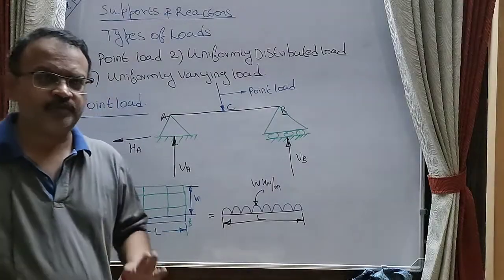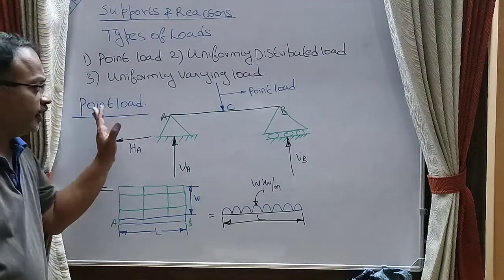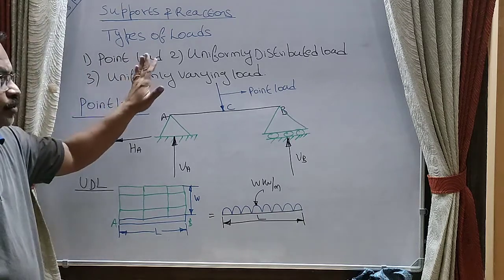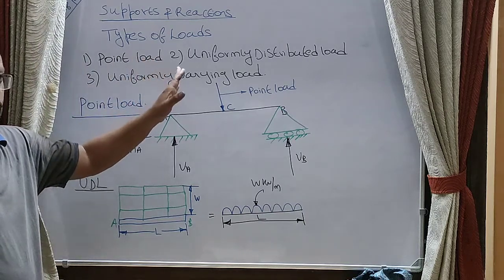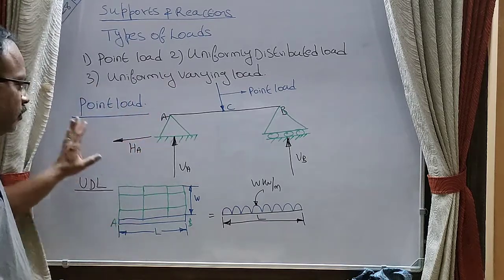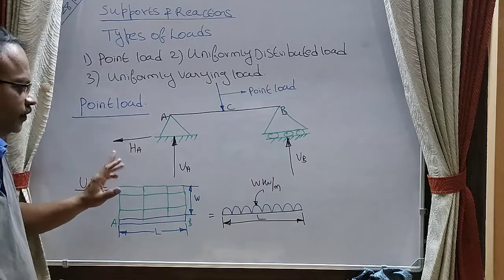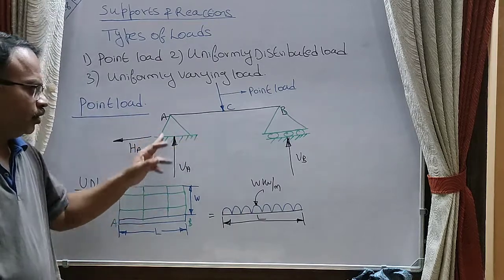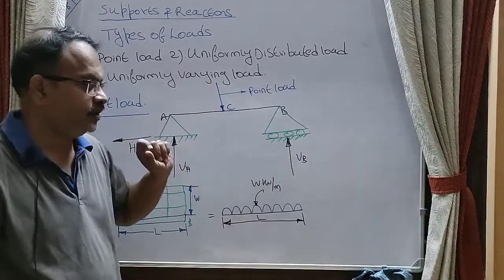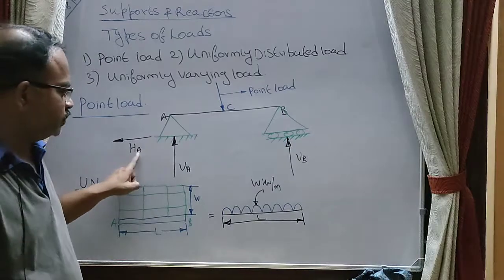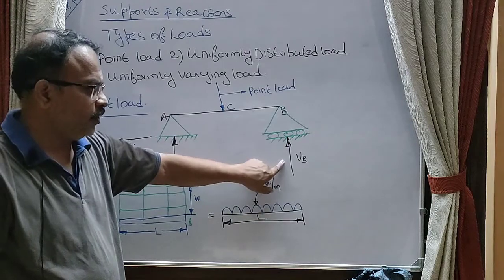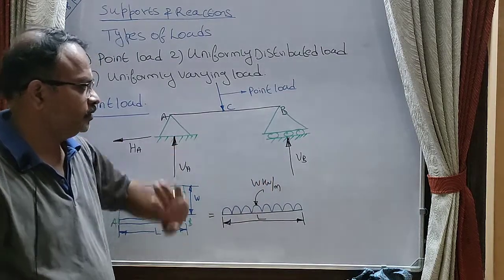Next we will see the types of loadings. There are again three types of loadings possible. One is a point load, second one is uniformly distributed load, which is known as UDL. Another one is uniformly varying load, which is known as UVL. Now the point load is represented here. So there is a beam AB. One end of the beam is supported with a hinged support, and the other end of the beam is provided with a roller support. The hinged support offers two reactions, one vertical, another horizontal. And the roller support offers one reaction, that is normal to the plane.